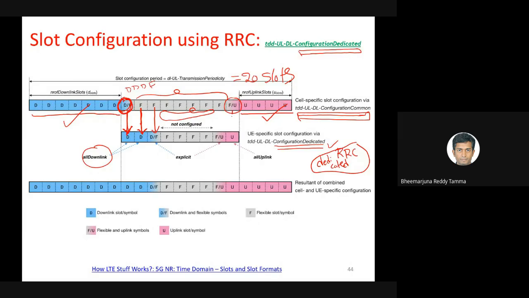Similarly, you can see that this is configured exclusively for all uplink. So like that, the base station can decide the things over a transmission periodicity of 20 slots or whatever it is, where it decides some as downlink, some as uplink, some as flexible. And when the time actually comes as part of the TTIs, transmission time interval, that is a scheduling interval, it can actually decide the fate of the flexible slots and even the flexible symbols inside slots, where it may not have to configure all of them for the given user, because these are UE specific things.